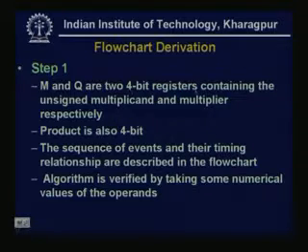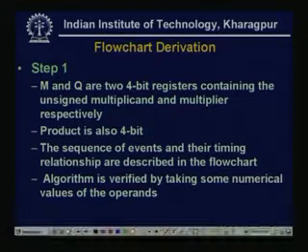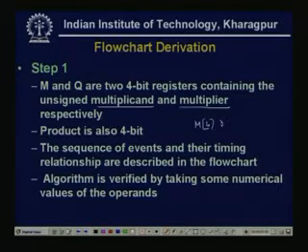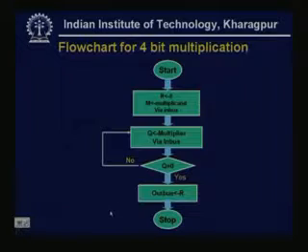M and Q are two 4 bit registers and they contain the multiplicand and the multiplier respectively. The product, which we say R, is also 4 bit. The sequence of events and their timing relationships are described in the flowchart. See, we see the flowchart.